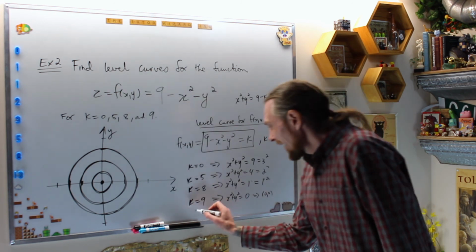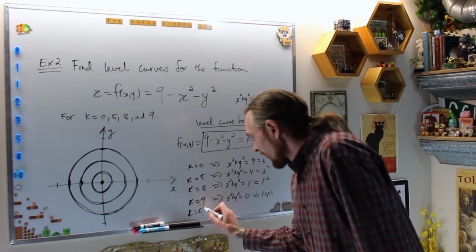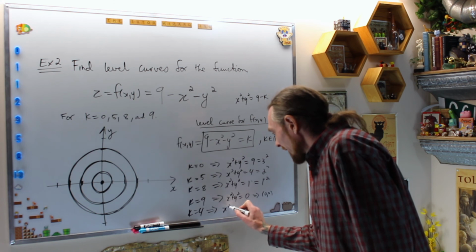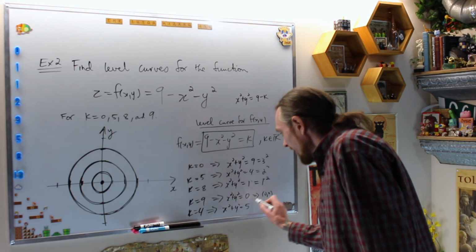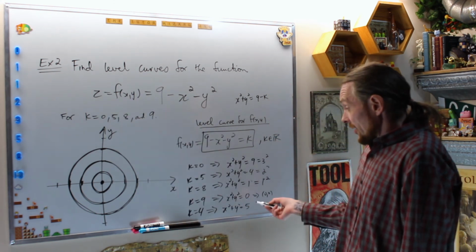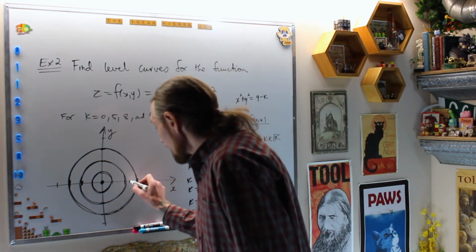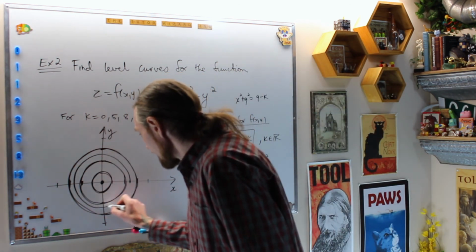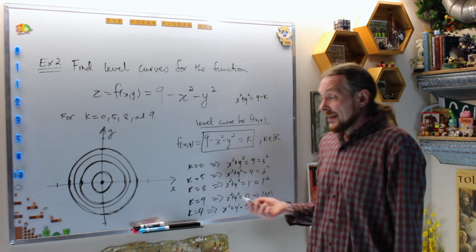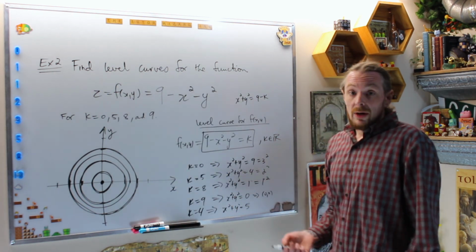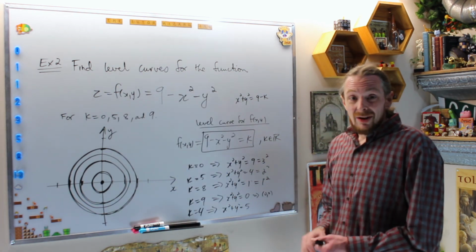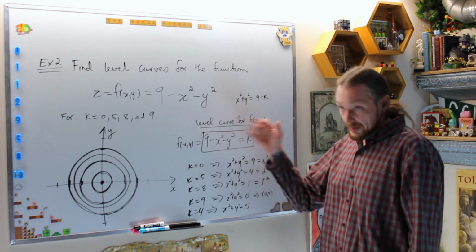If I didn't do a nice k value, k equals 4 would give me x squared plus y squared equals 5, which will give me radius square root of 5, which will be between 2 and 3, and I'll get this circle. Either way, we get a giant target, or concentric circles centered at 0 are the level curves of this surface.